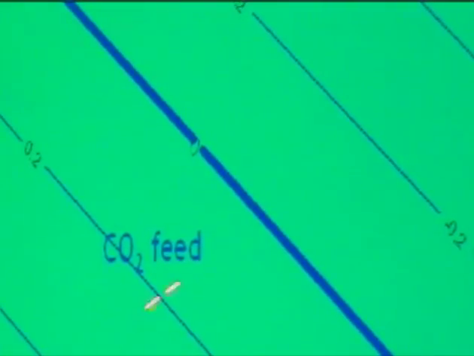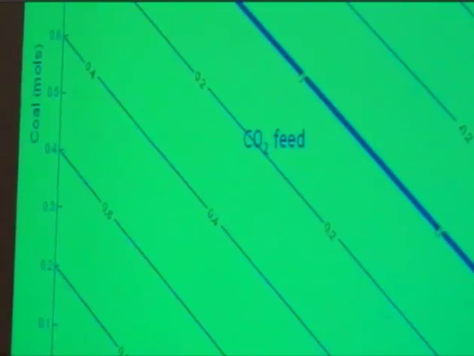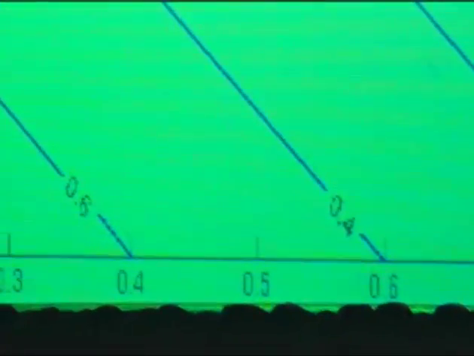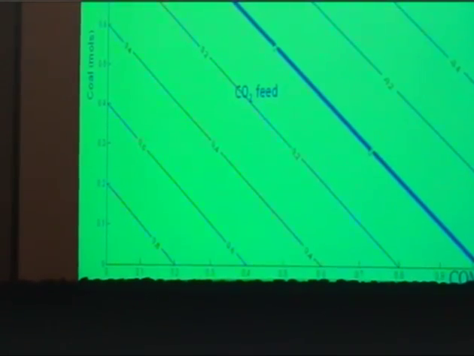Below this curve, what happens is we actually feed CO2 into the process. So below this curve, if we're operating in a regime where, for example, we've got 0.5 moles of methane and we have 0.1 mole of coal, we would end up consuming 0.4 moles of CO2 in our process. Right? And that comes about from the thermodynamics of our process.